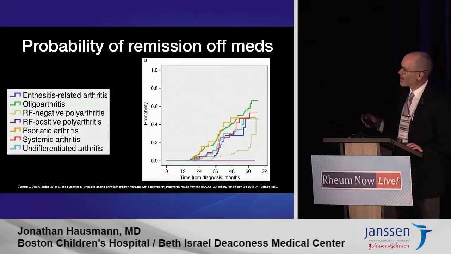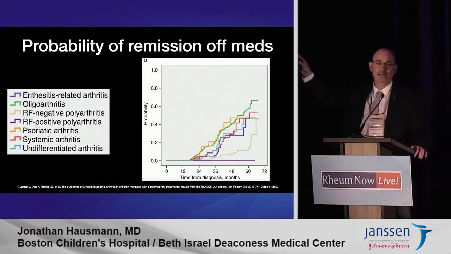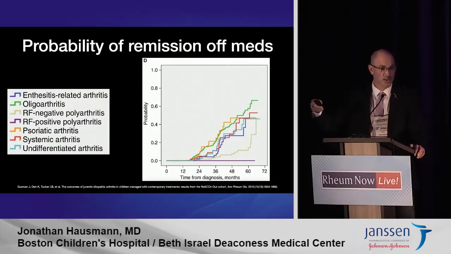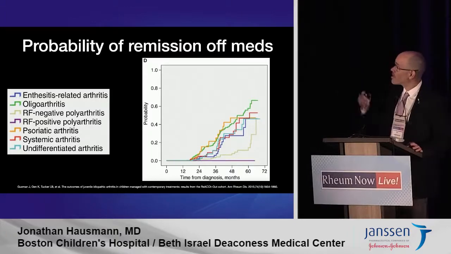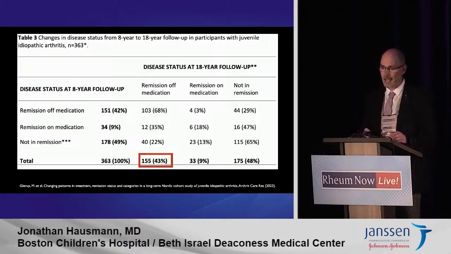Conversely, the oligoarthritis in the green, those are the ones that have the highest likelihood of remission off medicines. These are, remember, the 3-year-old girls with just a single knee. Those numbers are more in the 70 to 80%. So it really depends. And then going back to that Nordic study, looking at 18-year follow-up, how many patients that were diagnosed with JIA are in remission off medications after 18 years? It's only about 40%.